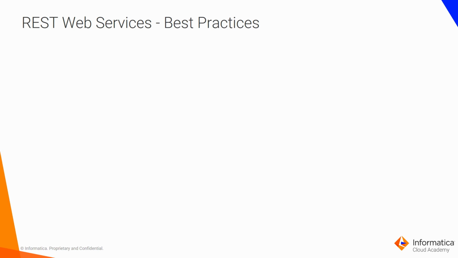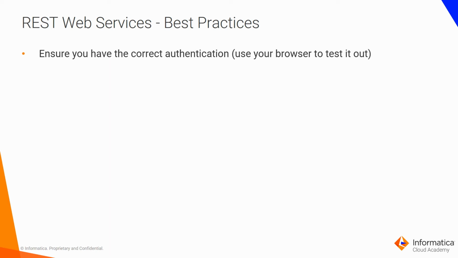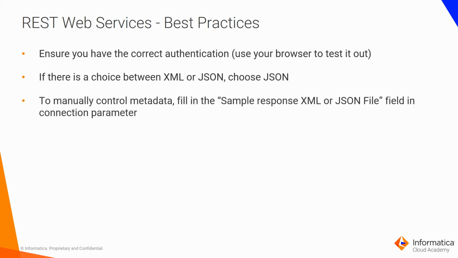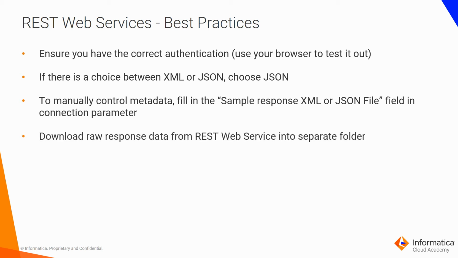Let us discuss the best practices for using REST connector. Ensure you have the correct authentication. You could use your browser to test your authentication is correct. If there is a choice between XML or JSON, choose JSON for obvious reasons we have discussed previously. To manually control metadata, fill in the sample response XML or JSON file field in connection parameter. Upon receiving the response, you can download raw response data from REST Webservice into a separate folder. The raw data will help you understand whether the response is minified or not.